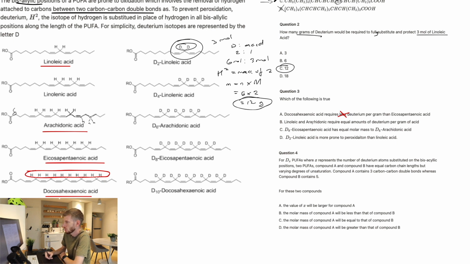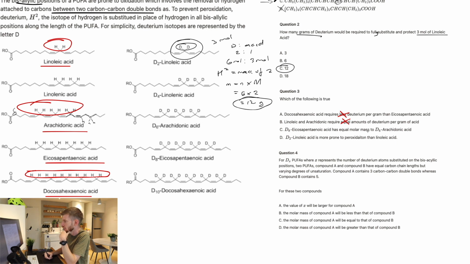So linoleic requiring equal amounts, not only does it have a different ratio of hydrogens, but it's also got a completely different mass number. So the number of moles of linoleic is going to be significantly smaller, and it also requires less deuterium per mole. So it definitely is not going to be equal without doing any more of the maths.